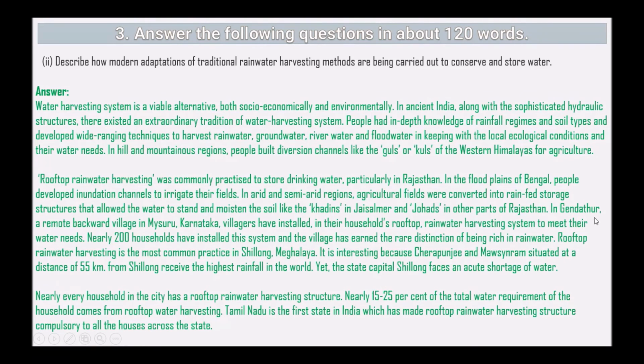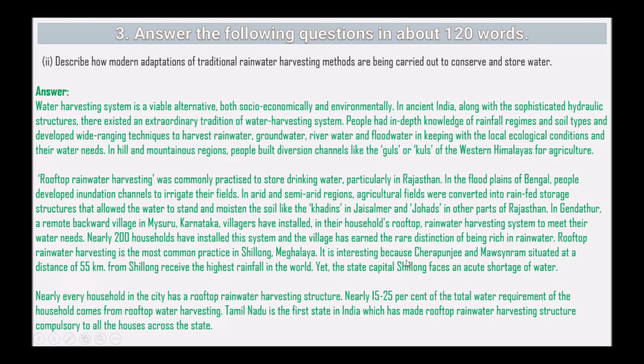In Gendathur, a remote backward village in Mysuru, Karnataka, villagers have installed rooftop rainwater harvesting systems in their households to meet their water needs. Nearly 200 households have installed this system, and the village has earned the rare distinction of being rich in rainwater. Rooftop rainwater harvesting is the most common practice in Shillong, Meghalaya.